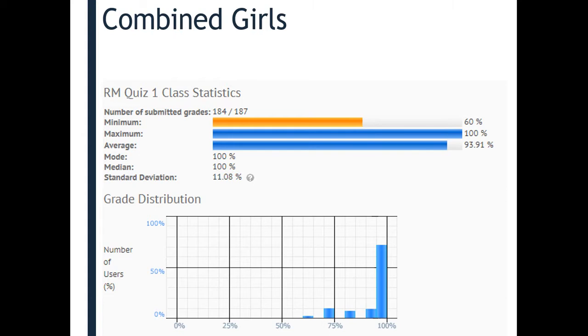Now finally, if we combine all of them, we had 187 students total in girls, and the total class statistics for girls was, you can see, 93.91% is the average score of the class, and 60 was the minimum. So that is for girls combined.